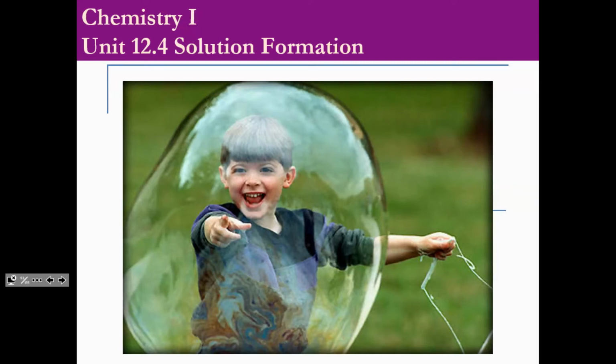Howdy, students. This is going to be part 4 of our water unit that is going to cover solution formation. We're going to look at the factors that affect how solute dissolves in solvent, what speeds up that process, and then we're also going to look at solubility with gases, and then we're going to finish off by talking about Henry's law.